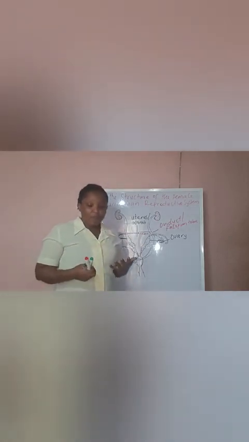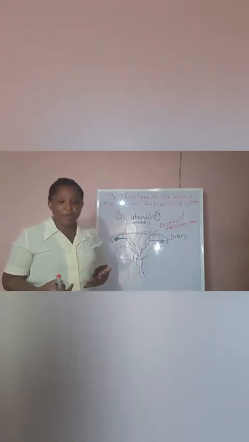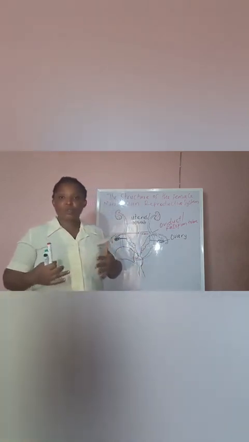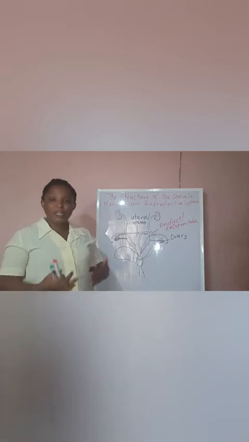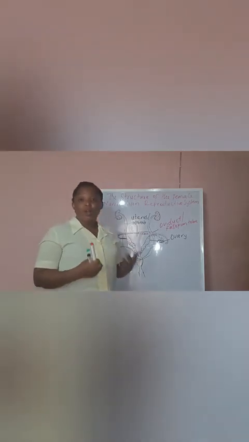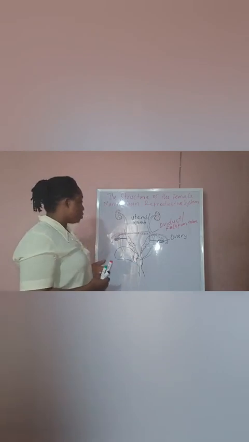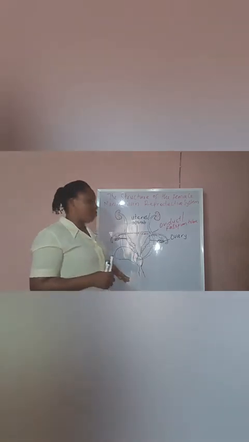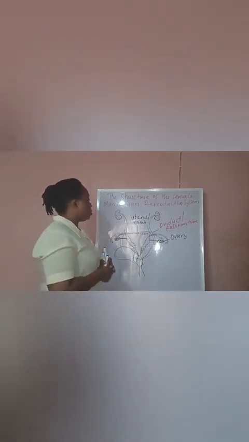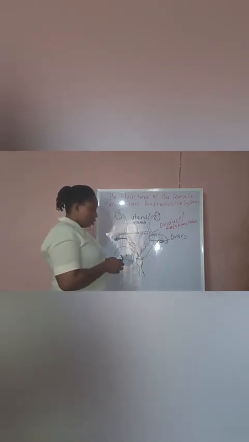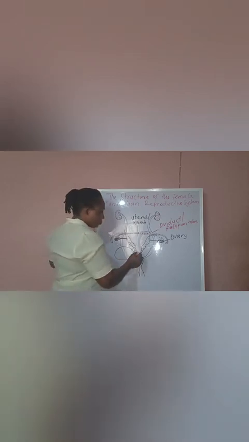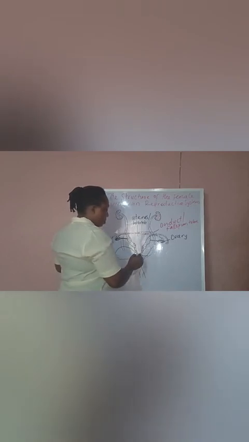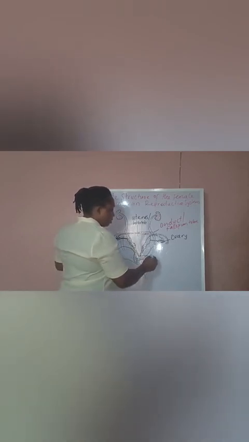As the embryo begins to develop, it increases in size. So the uterus also keeps expanding and expanding to accommodate the growing fetus. It serves as the site for the development of the fetus. So that is the uterus. So there we have this part here called the cervix.